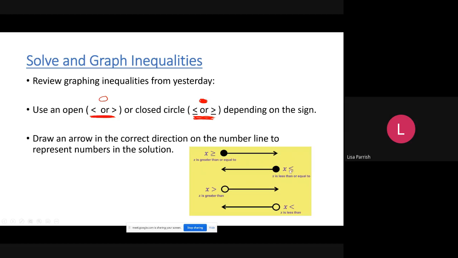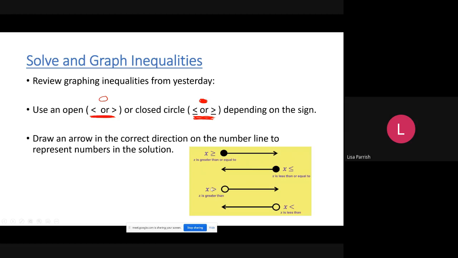Less than or equal to, you've got the equal to bar. So you would color in the circle, close it in. This time your arrow is pointing to the left. So you would put your tail to the left. That would be all of the numbers less than or equal to whatever number you're working with in your problem.